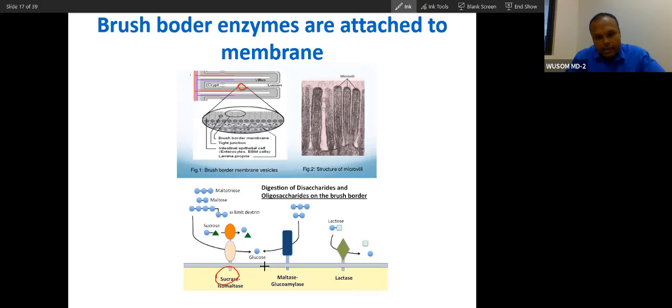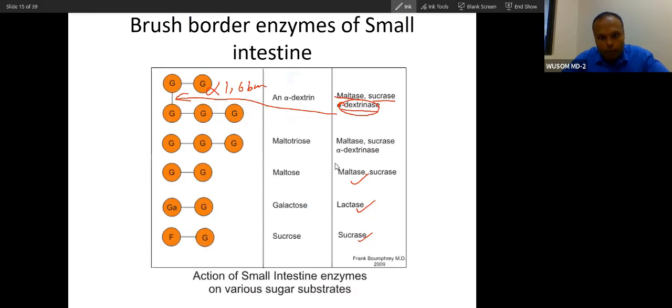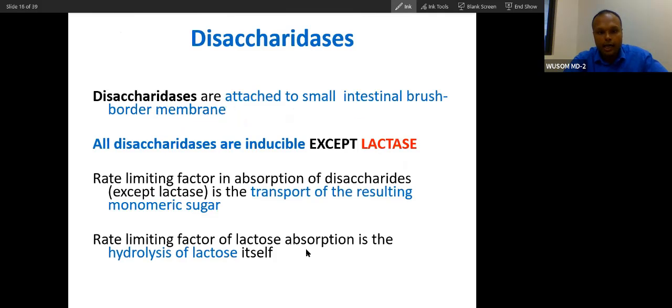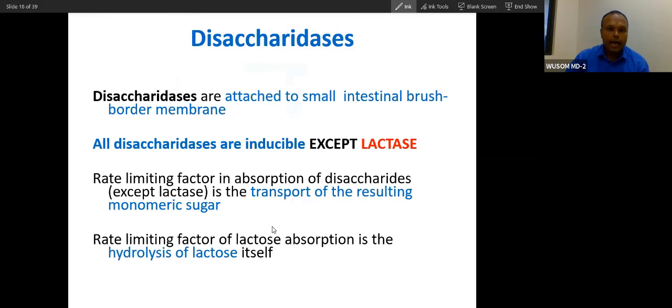All disaccharidases and limit dextrinases are attached to the membrane. It is a membrane protein. Okay, it is a transmembrane protein, you can say, or superficial. It is bound to the membrane anyway. These are all membrane proteins, all disaccharidases, small brush border enzymes of the small intestine. These are not luminal digestion. This is membranous digestion. You have to remember. So disaccharidases are attached to the small intestinal brush border.